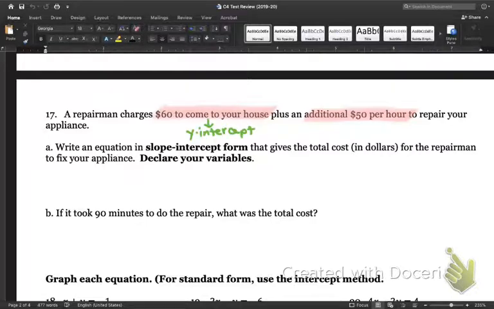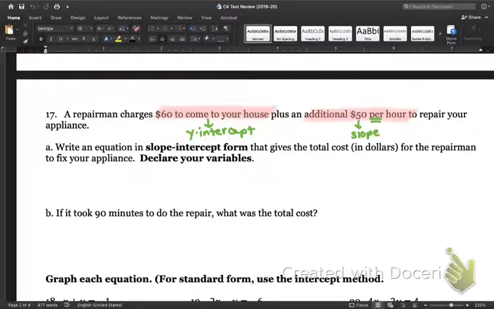That's a y-intercept. Because no matter how many hours, days, they could work 100 hours or 0 hours. If they come to your house, they charge you $60, even if they don't even do any work. Which it kind of isn't fair, but good for you if you're a repairman. All right, and like I said earlier, if we see the word per or of, that means multiply, which is a hint for slope.